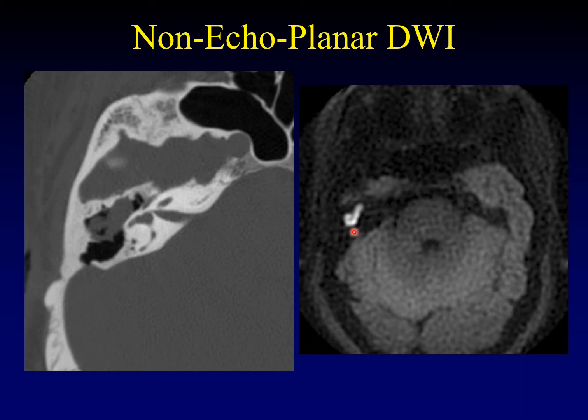You'll notice that I'm emphasizing non-echo-planar diffusion-weighted image. Why would I want to use non-echo-planar diffusion-weighted image? It takes like 5 times as long to acquire the images, has slightly better resolution, but not great. Why would we spend all that extra time for non-echo-planar diffusion? Well, it turns out that echo-planar diffusion-weighted images are less sensitive than non-echo-planar diffusion-weighted images for the diagnosis of recurrent cholesteatoma, so that's why we always want to use non-echo-planar techniques in this circumstance.